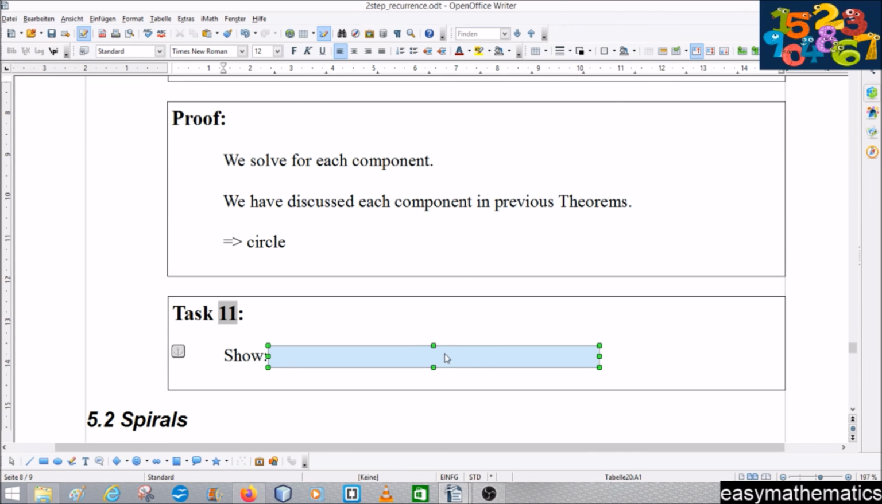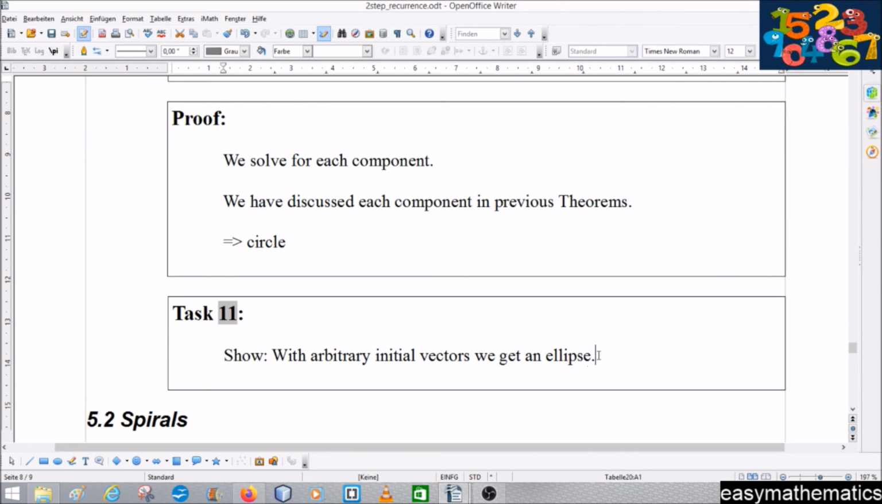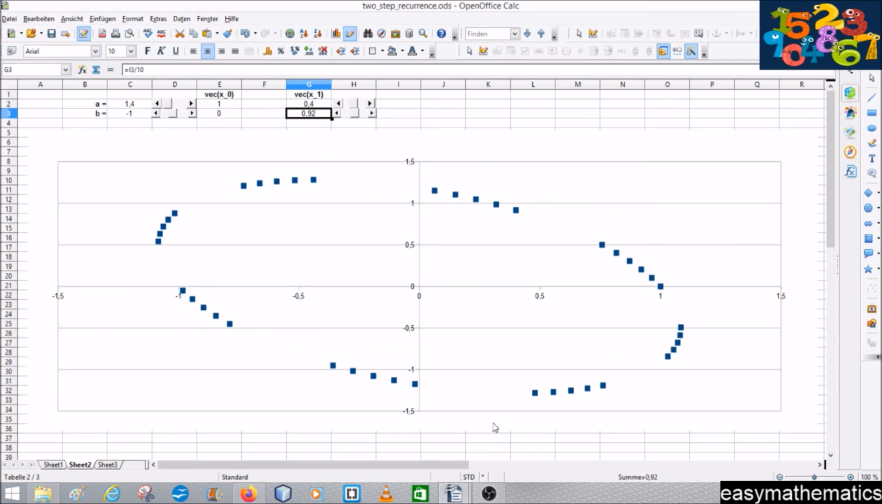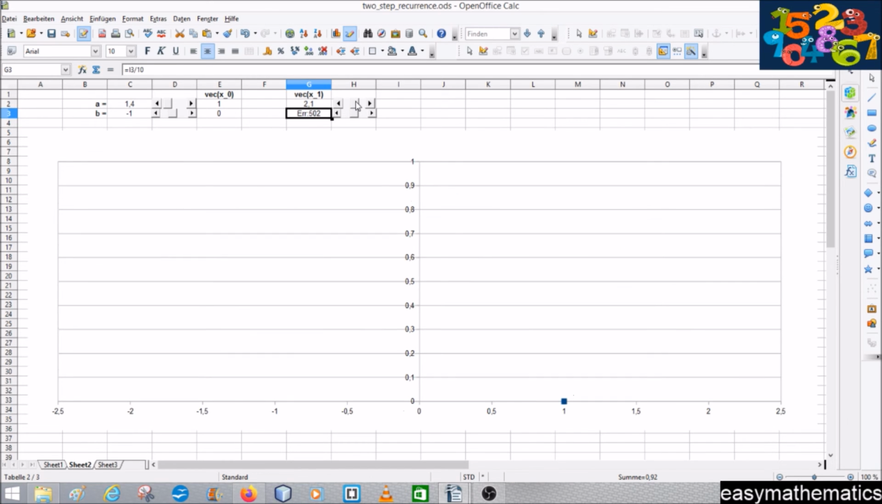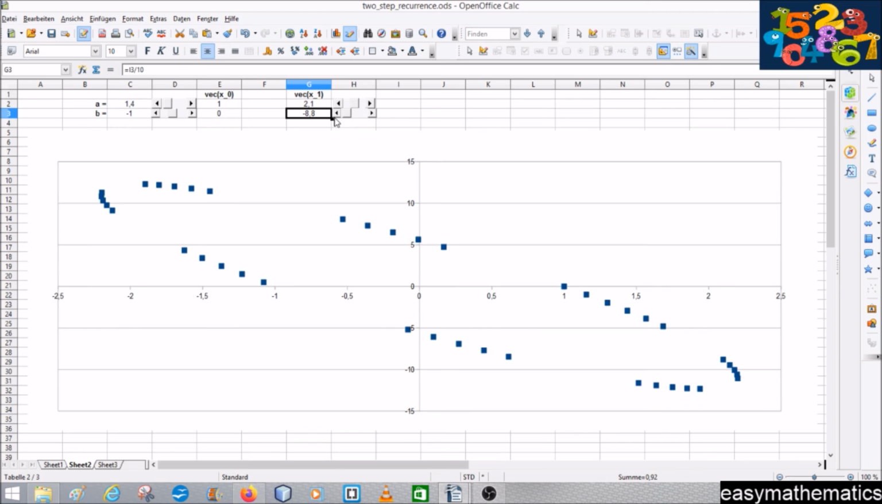Then you can come back, and of course the next step would be that with arbitrary initial vectors we get an ellipse, as we have seen here. Yeah, if we take arbitrary initial values, we see we get an ellipse.